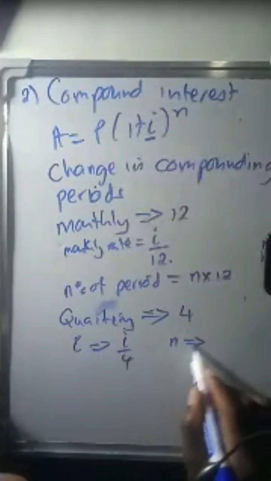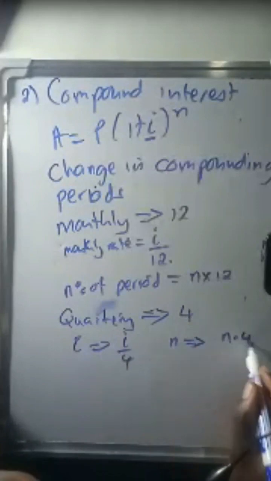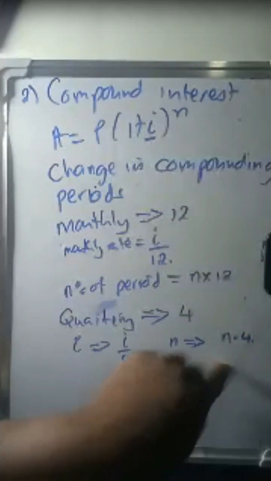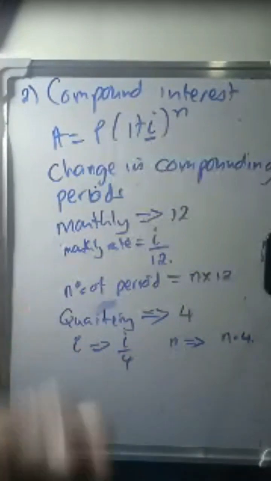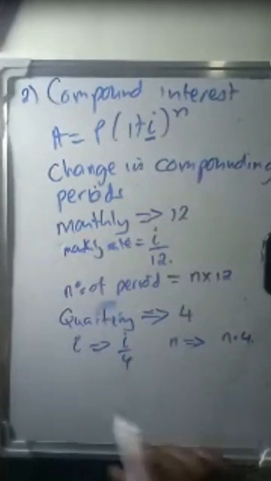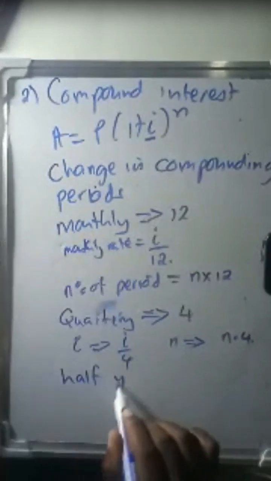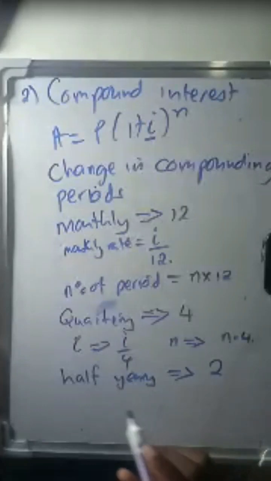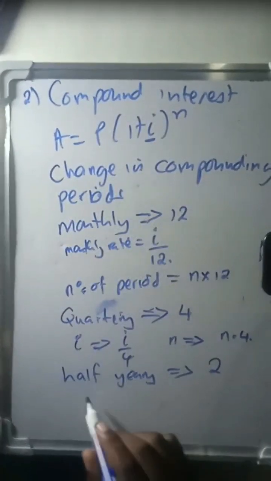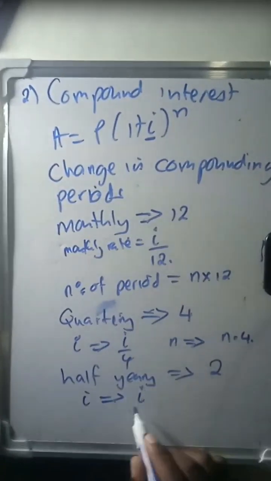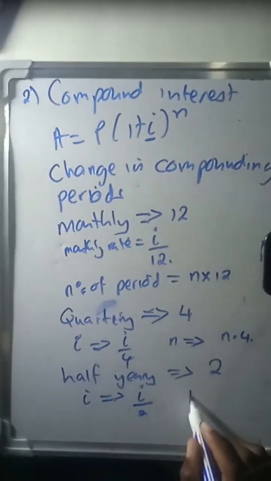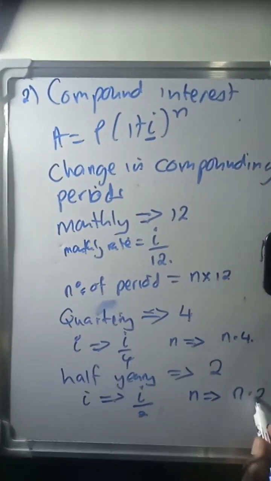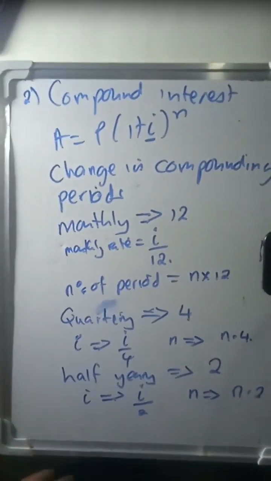Then N is going to be N multiplied by what? 4. For example, if we have 4 years, we are going to have 16 periods because it's 4 times 4. Half yearly, there are how many half years? 2. So the interest rate is going to be I divided by 2. Then the number of periods is going to be N multiplied by 2. That is how you do it.